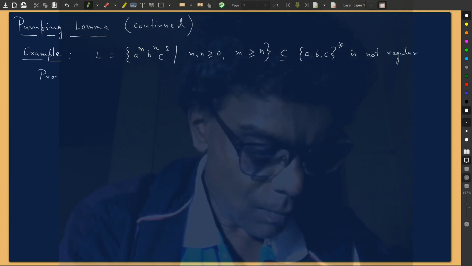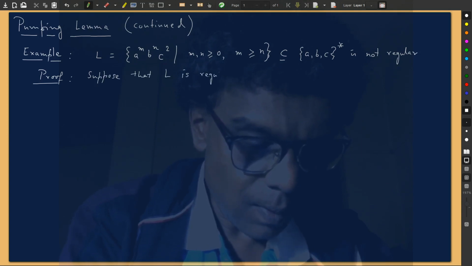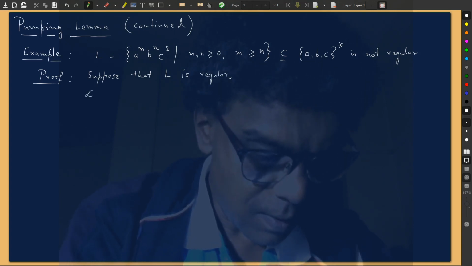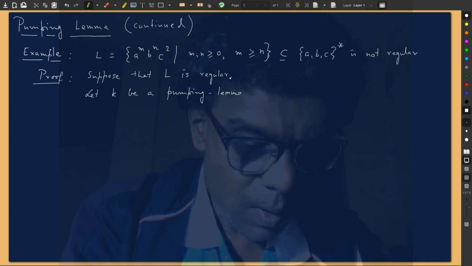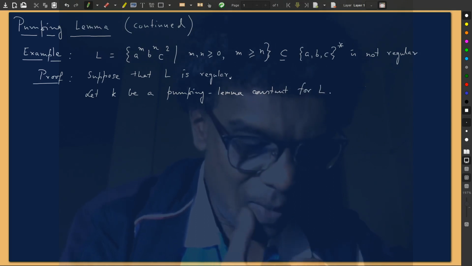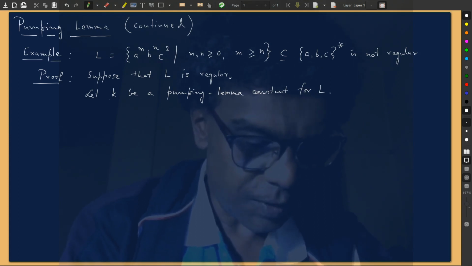Proof. So every pumping lemma proof may start like this. Suppose that L is regular. And then I do not have to talk about the DFA, but I just say let k be a pumping lemma constant for L. This is what actually is given to me by the daemon. But anyway, I do not have to worry about where this k comes from. It's a constant positive integer.